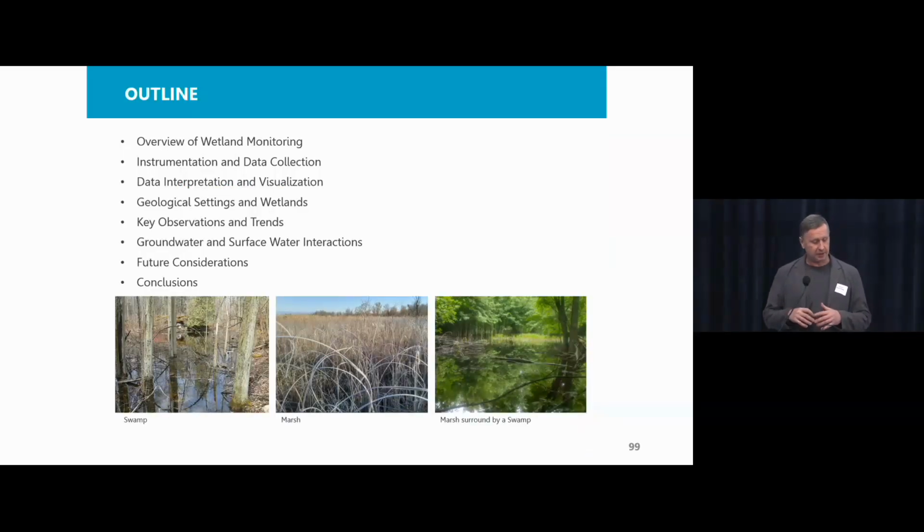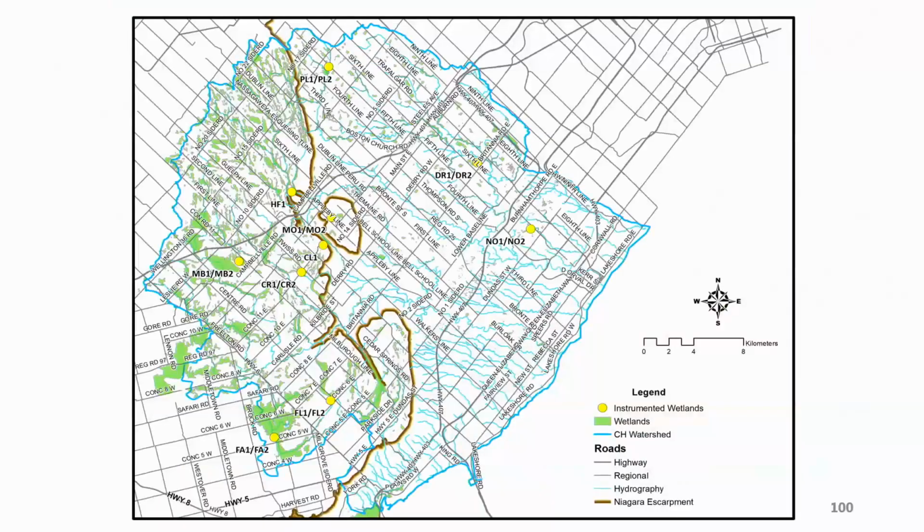I'm going to quickly talk about how this program came to be. I'm going to talk about how we instrument our wetlands. I'm going to talk mostly about data interpretation, geological settings and wetland relationships, some other key observations and trends, and groundwater and surface water interactions, and then some future considerations and conclusions. Down below we have three pictures of wetlands in Conservation Halton: swamp, marsh, and marsh surrounded by a swamp.